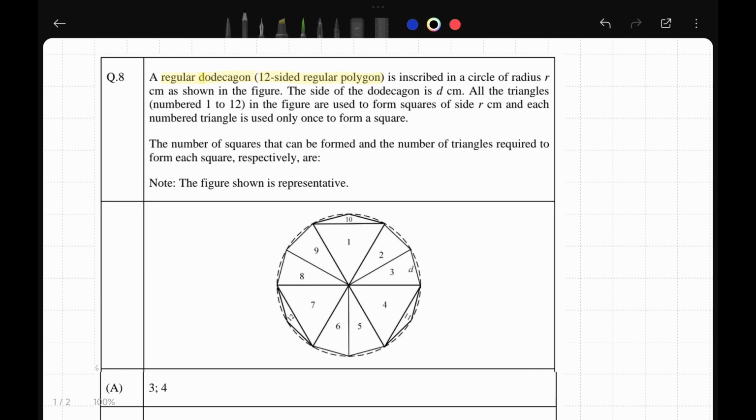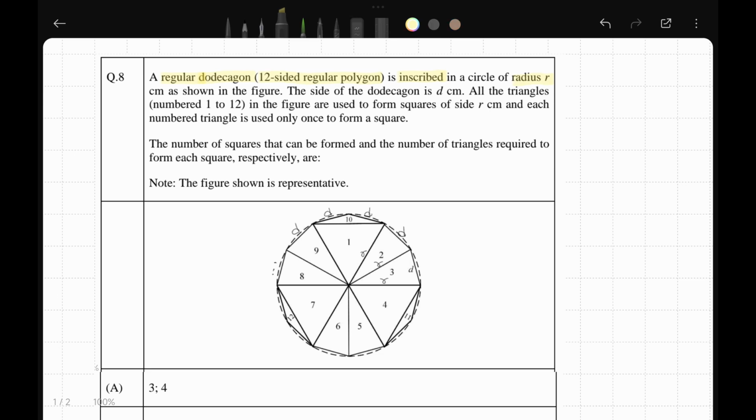If you see here, at one point they mentioned the side as D, right? Which means all these other sides are D as well. This is D here, this is D here, this is D here, and so on. Moving further, they've also mentioned that it is inscribed in a circle of radius r, which means this is r, this is r, this is r, and so on.